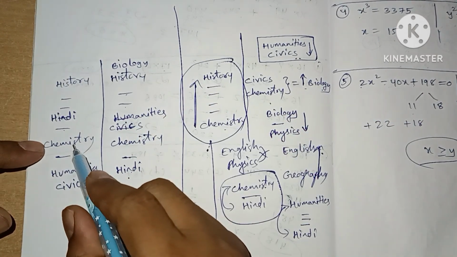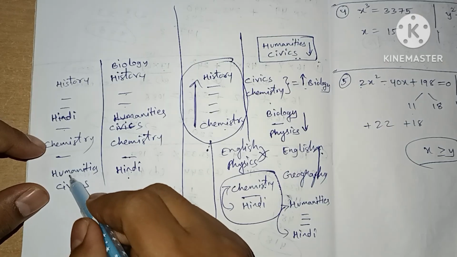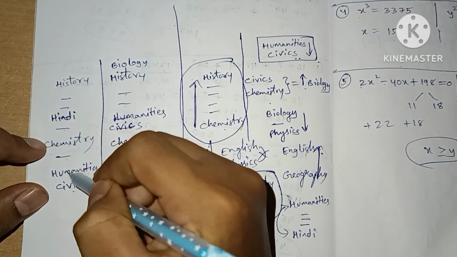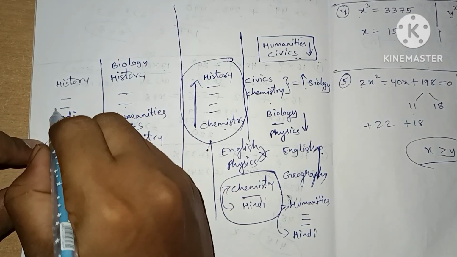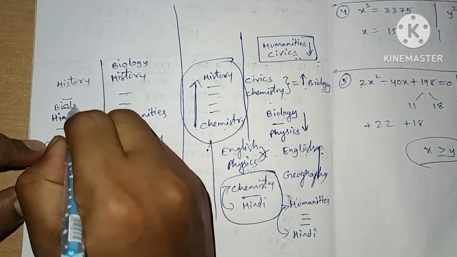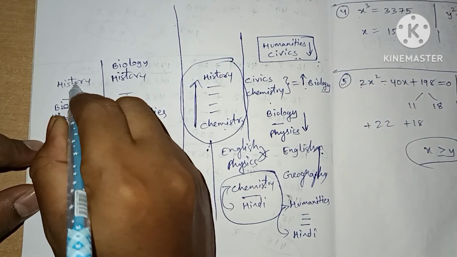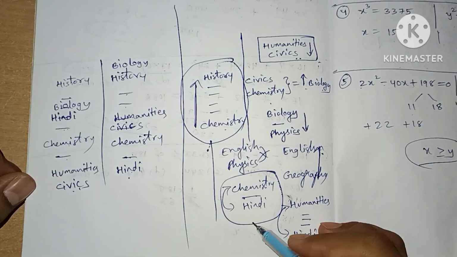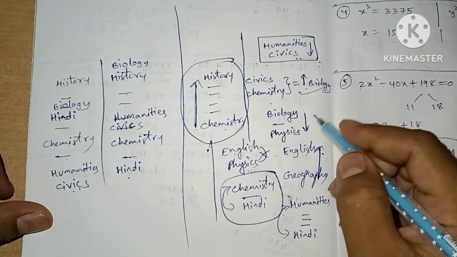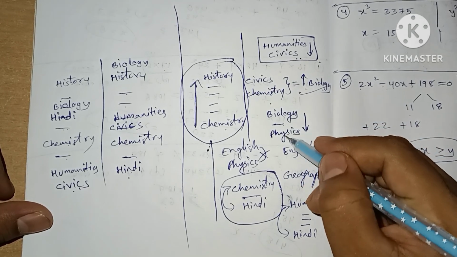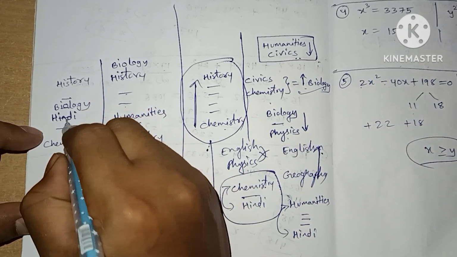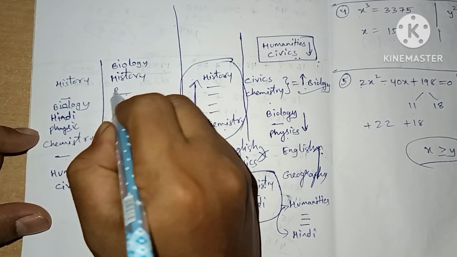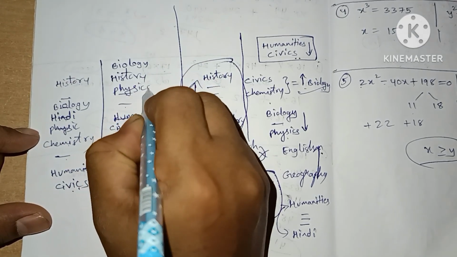Here we have chemistry and civics. In between there are two. 1, 2, 3, 4, 5, 6, 7, 8, 9. So biology place is here. Biology above there is 1 and 2 books. So this is the place for biology. Okay, we have completed this also. Biology dash and physics. Biology dash, this is the place for physics.